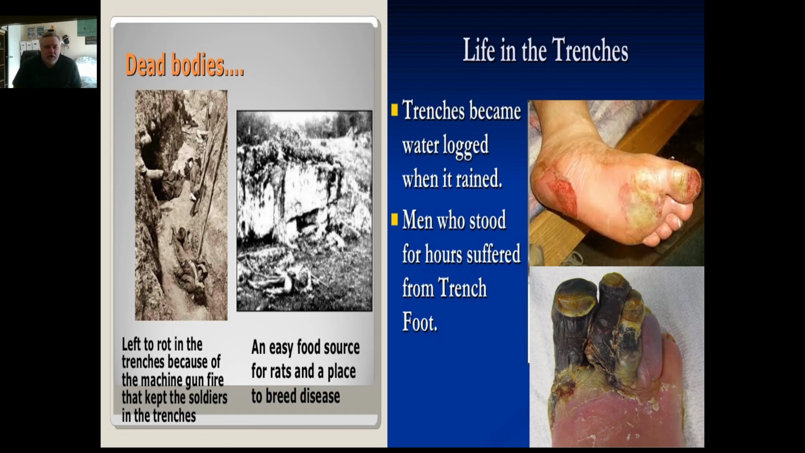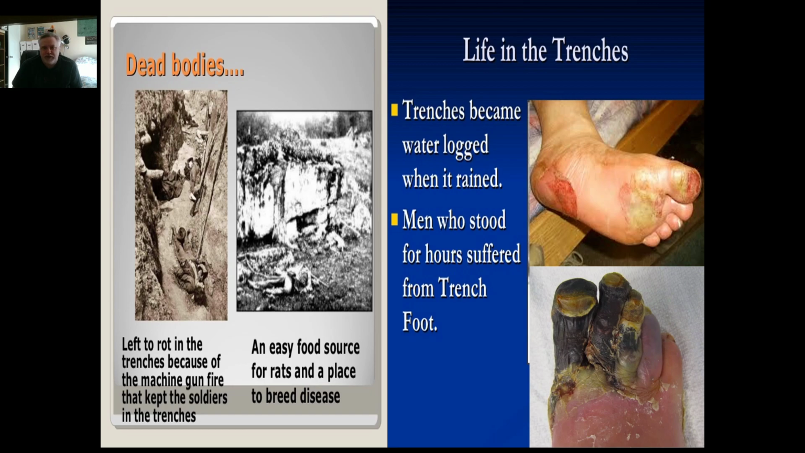All right. Disease was rampant. Sickness was rampant. Oftentimes, it was not possible to retrieve bodies that had been killed, and they would be left to rot in the trenches. So of course, the bodies themselves could spread disease, but then the rats come looking for food and the rats spread even more disease.